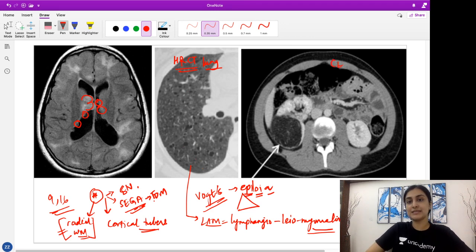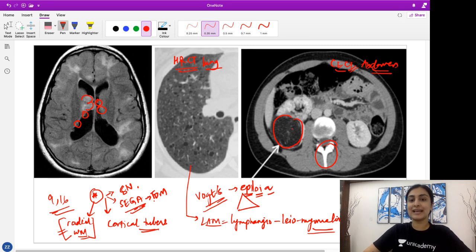Again, I am showing you a CECT of the abdomen now. How to identify it? The vessels and the kidneys appear white, so it's a contrast enhanced CT. If you look at the bones, they appear white. Hence we know it's a CT that we're talking about. Now here in the kidney I am seeing a pathological lesion which is predominantly consisting of fat.